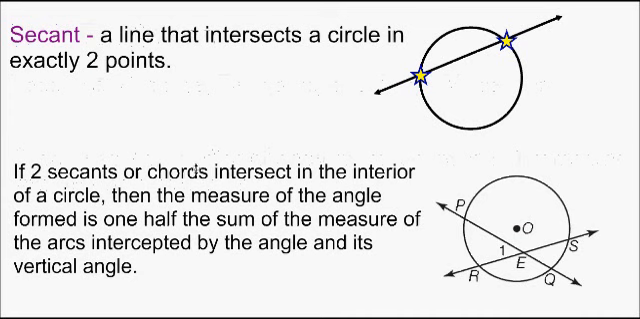Okay, so last lesson we discussed what a tangent line is, and it intersects a circle at exactly one point. A secant is a little bit different because it is a line that intersects a circle in exactly 2 points. You can see here a secant line, and it's intersecting the circle at the stars.